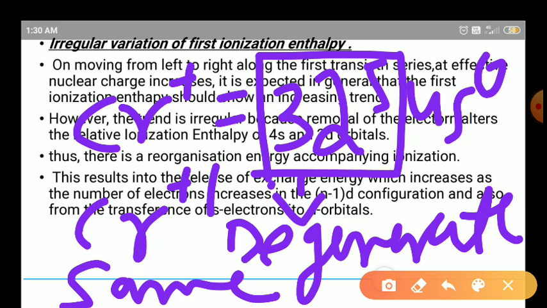If the 3d has fewer than 5 electrons or more than 5 electrons, in that case the ionization enthalpy is very high. But if the 3d orbitals are either half filled with 5 electrons or completely filled with 10 electrons, in that case the first ionization enthalpy is very low.